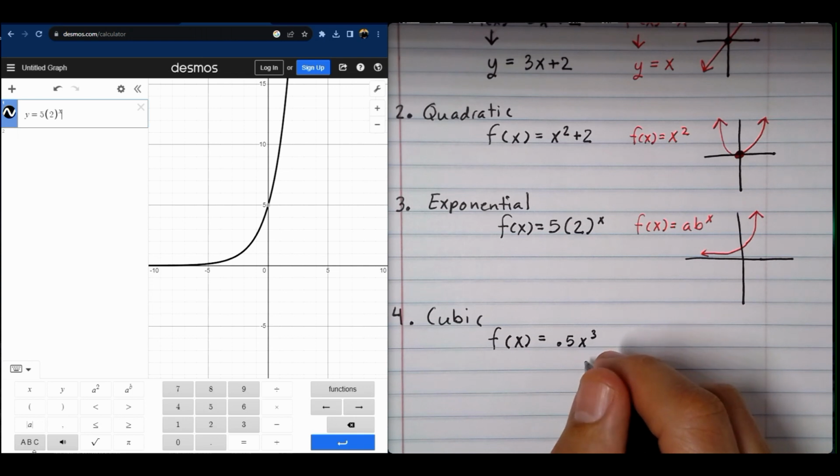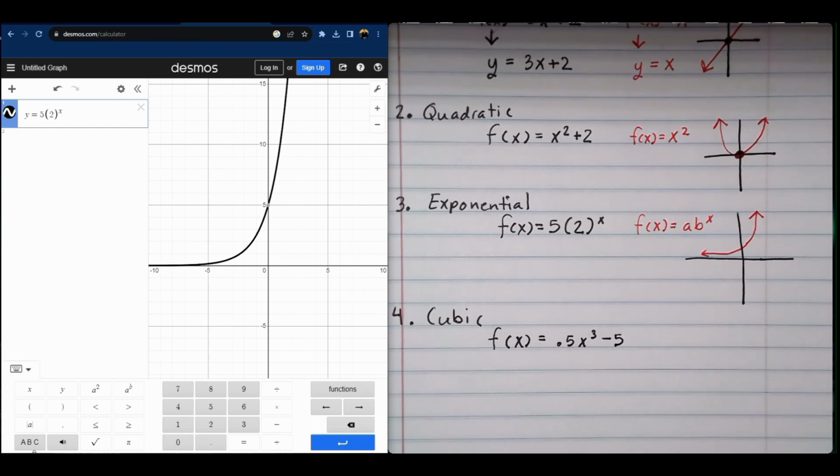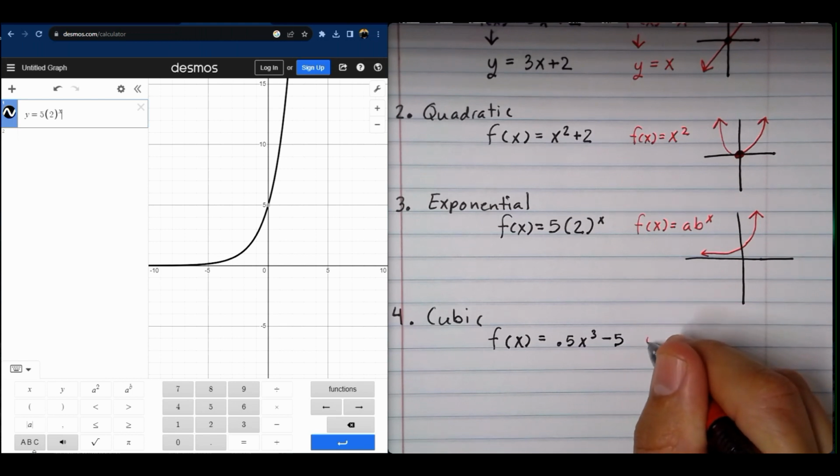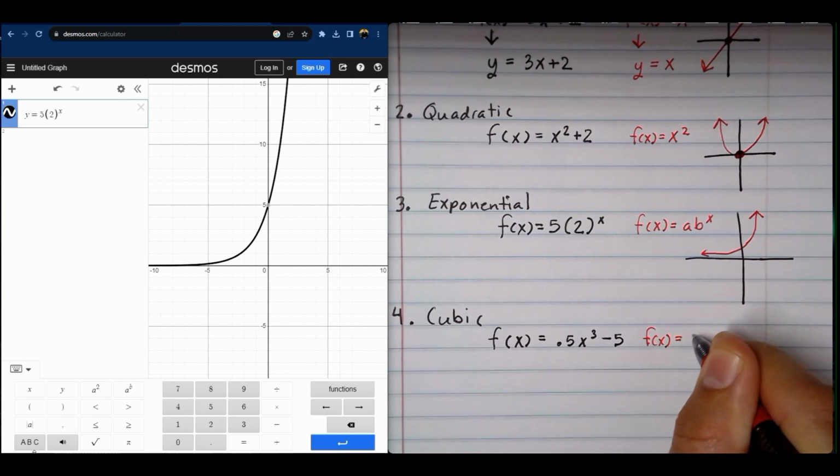And then let's subtract a number from here. Let's say minus 5. Let's stick with all 5s here. And if we were to write a parent function for this, the parent function would look very simple. It would just simply be f of x is equal to x cubed.